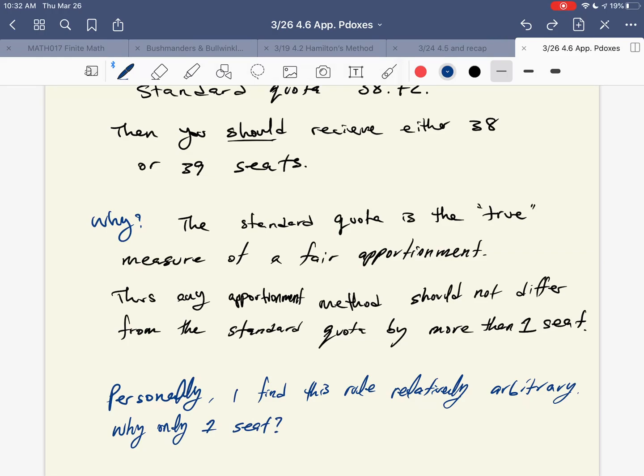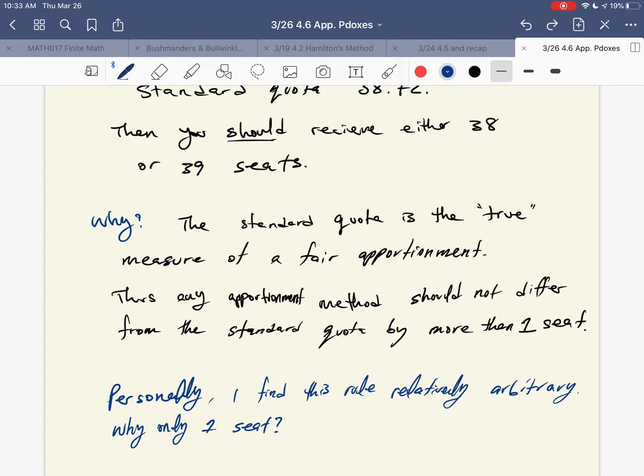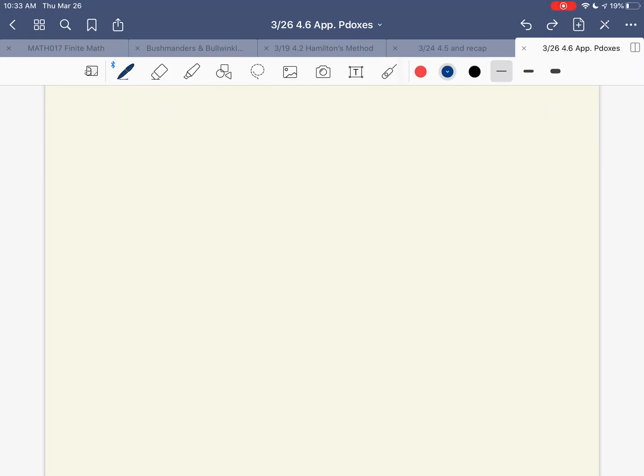And ultimately, I think 1980 was not such a long time ago when Balinski and Young used these criteria to prove their theorem. There are still lots of open questions here, lots of questions to be answered. And so if I feel like this rule is a little bit arbitrary, maybe I could do something about it. So why only 1 seat? I think that there are more important things to consider.